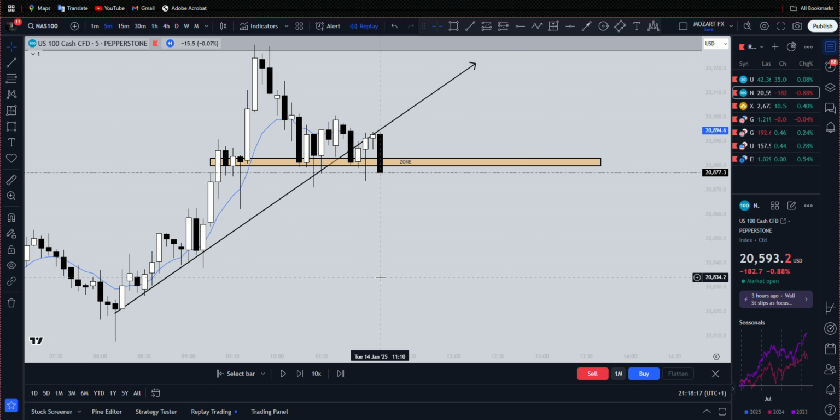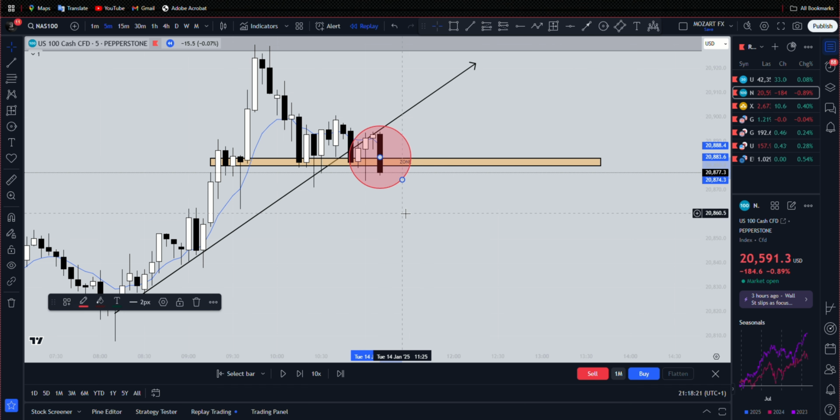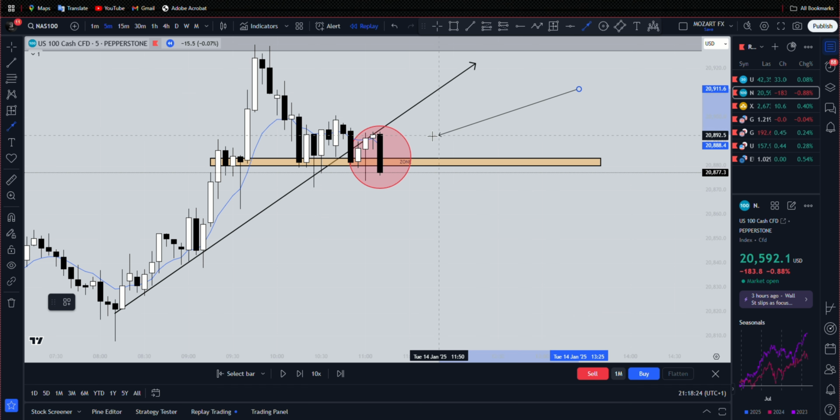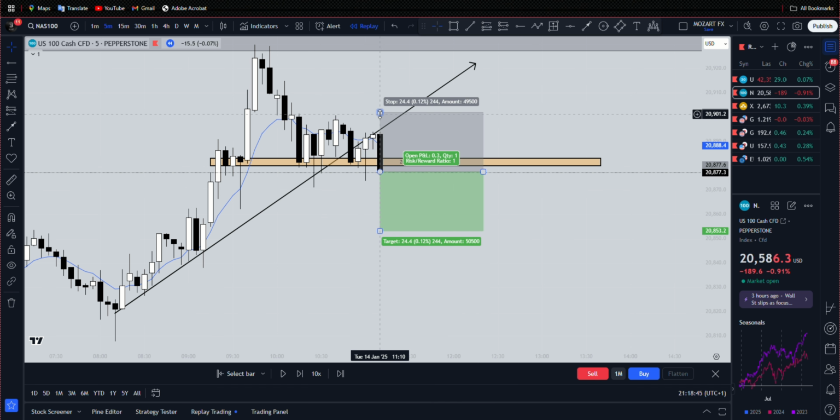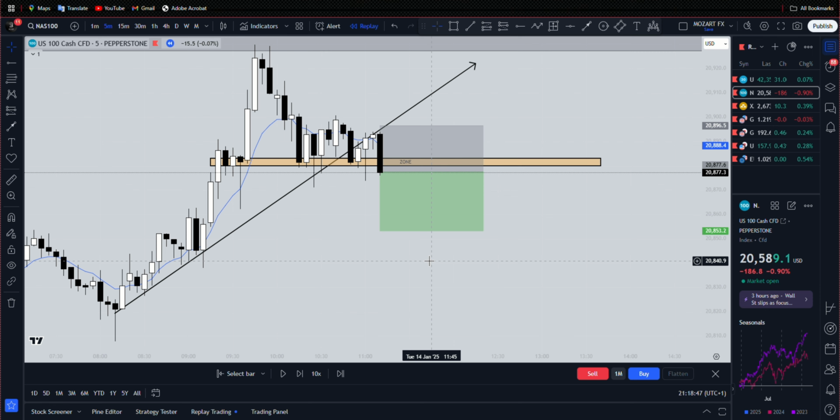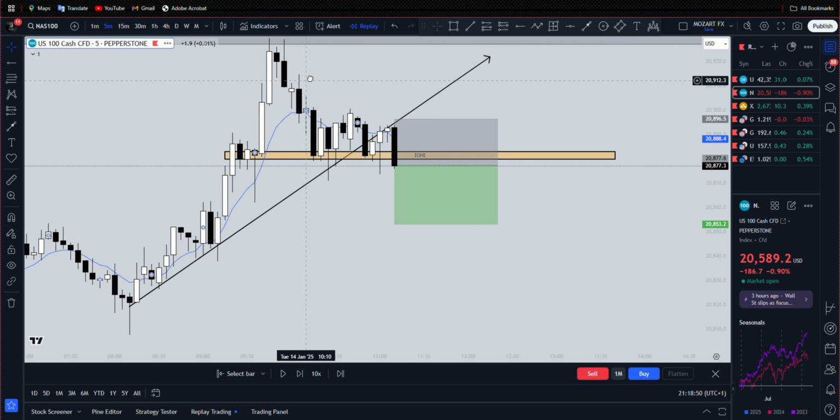Okay, this one. So as we can see, this over here would be our entry. So this particular candle broke and closed below the trend line and also below this area of interest. We would place our entry over here. Stops goes above the wick. And for our target, we will seek liquidity.